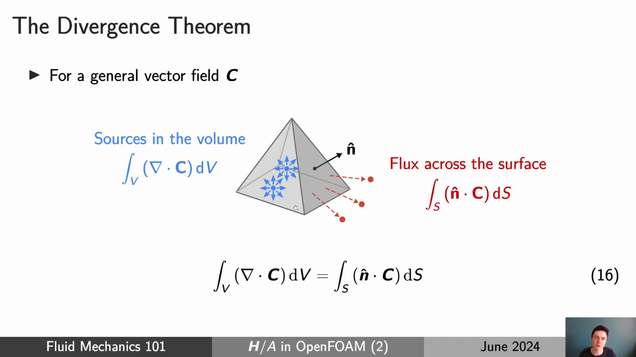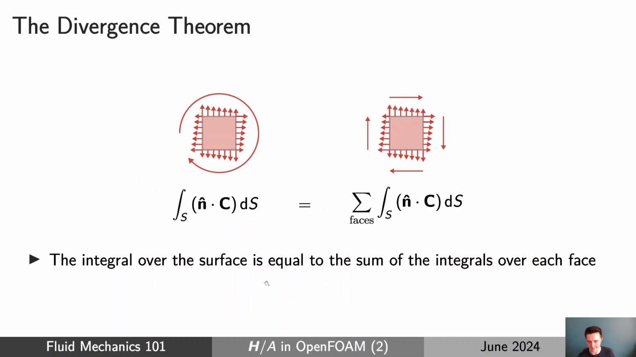But mathematically, what this allows us to do is to convert our volume integral into an integral over the surface of the cell, which ends up being a lot easier for us to use to generate our matrix equations. So that's our general result, equation 16. It doesn't matter what C is as long as it's a vector or a tensor field.